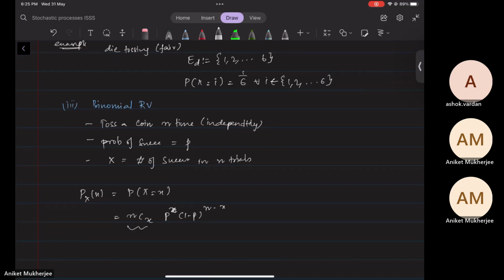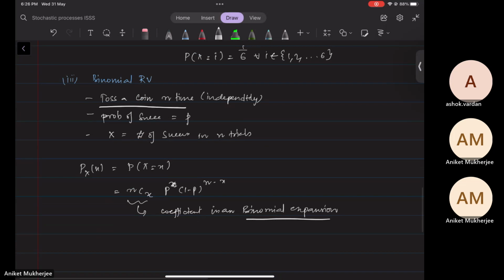Since this is the coefficient in a binomial expansion, this is known as a binomial random variable. If you toss a coin n number of times and you want to find the probability of getting heads, say, how the distribution looks, then you can model it using a binomial random variable.